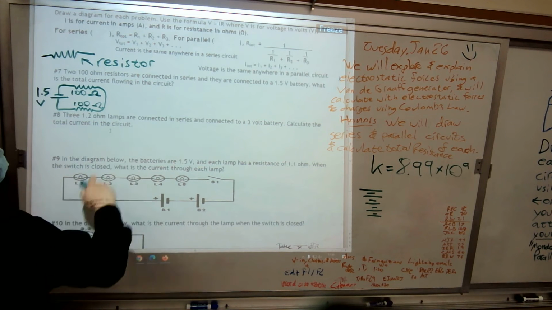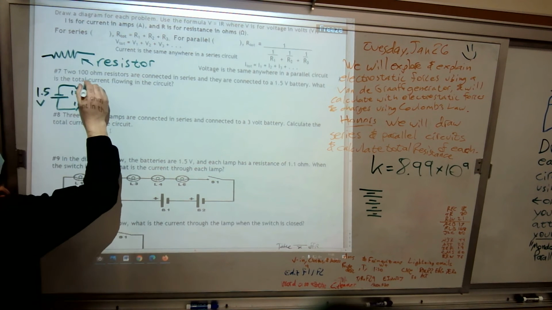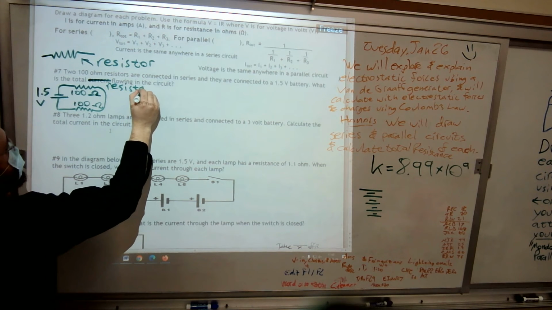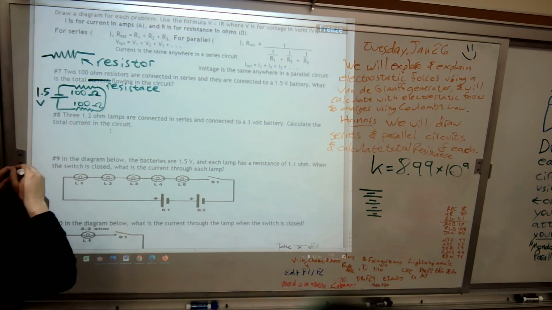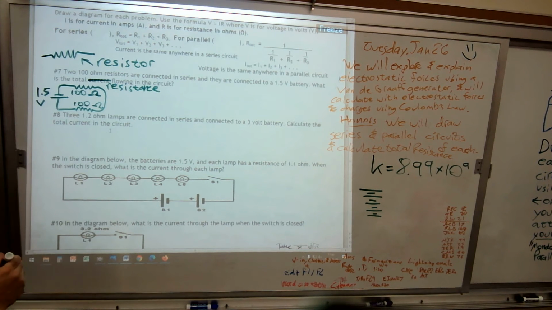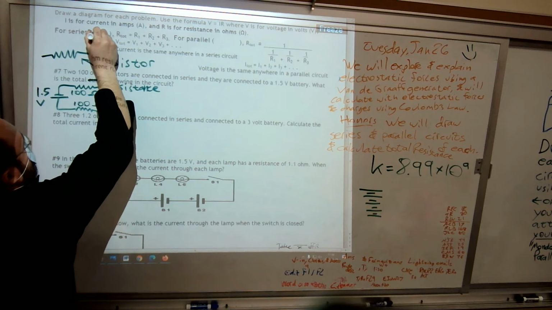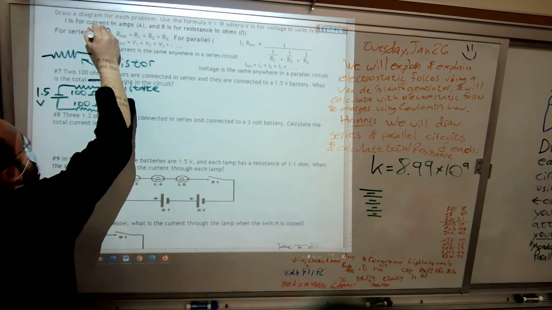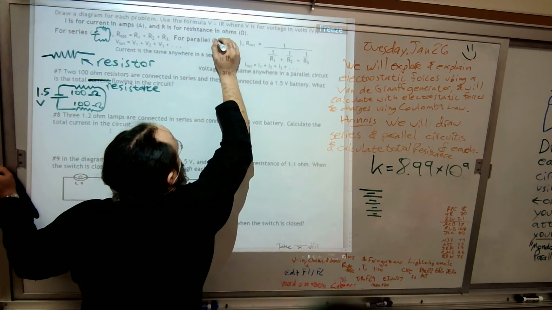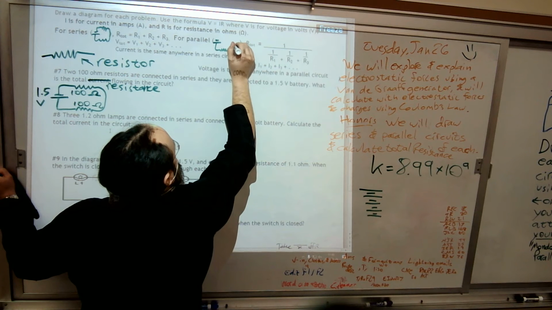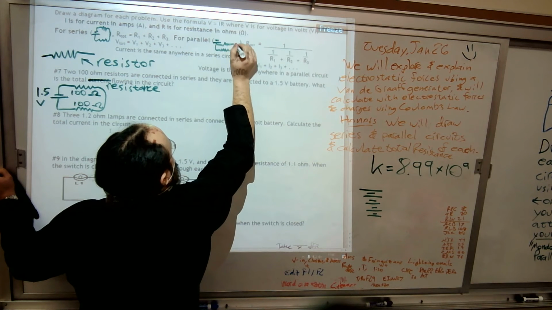All right, this question does ask for the total current, but we're going to do that tomorrow. Today, I'll do the total resistance. So, in order to find the total resistance, we need to look at our table up here. I got my series circuits, which are like this, and my parallel circuits, which are like this.